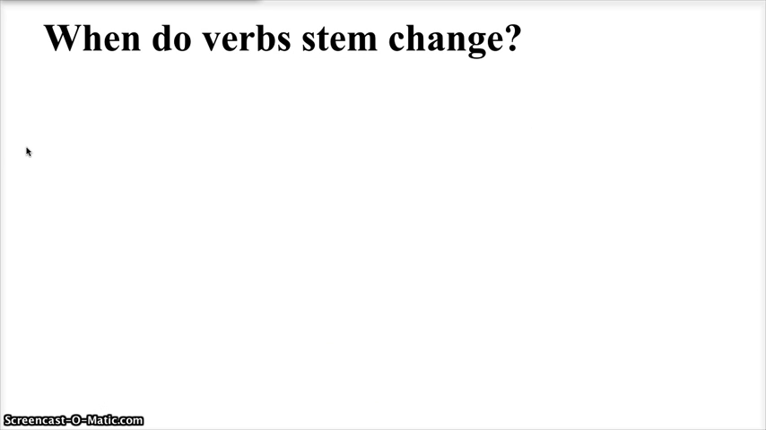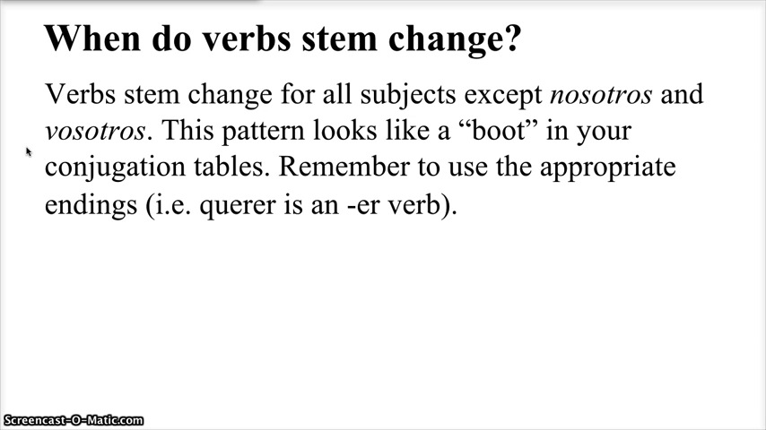So when do these verbs stem change? Verbs stem change for all subjects except nosotros and vosotros. This pattern looks like a boot when you look at it in the conjugation tables, and this can be very helpful for remembering when you need to stem change and when you need to not stem change. Please remember to use the appropriate endings for your verbs. For example, querer is an ER verb, so you need to use ER endings as well as pay attention to the stem change.